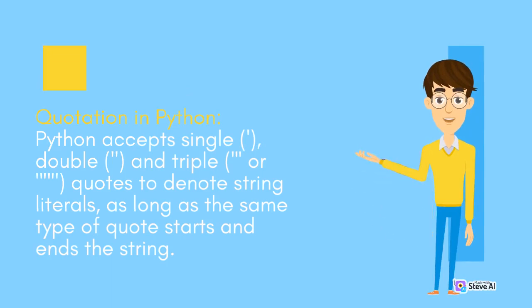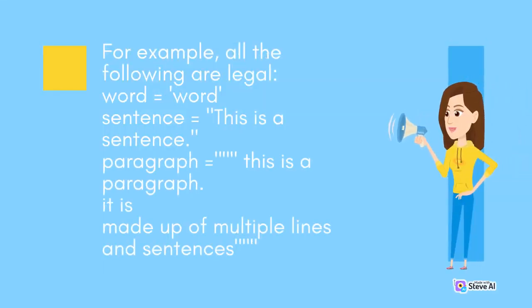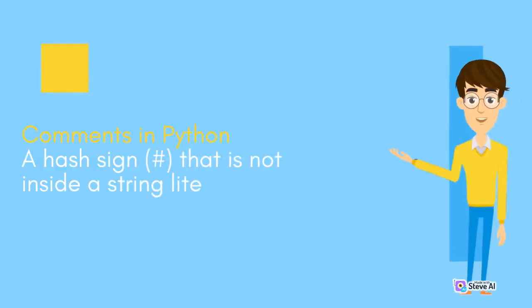Quotation in Python. Python accepts single ('), double (") and triple (''' or """) quotes to denote string literals, as long as the same type of quote starts and ends the string. For example, all the following are legal: word = 'word', sentence = "This is a sentence.", paragraph = """This is a paragraph. It is made up of multiple lines and sentences."""